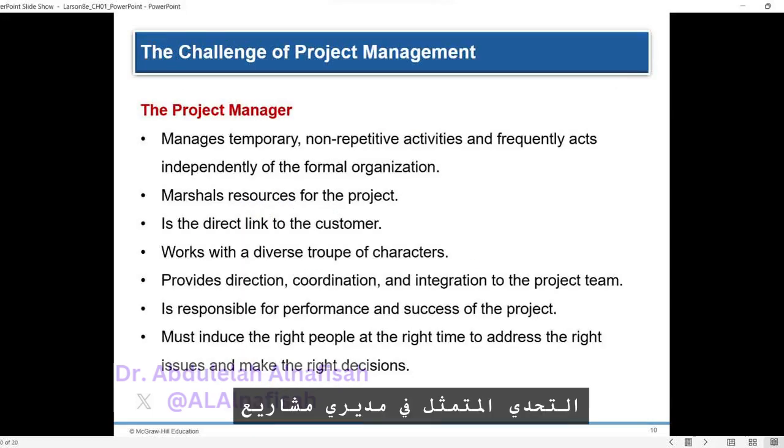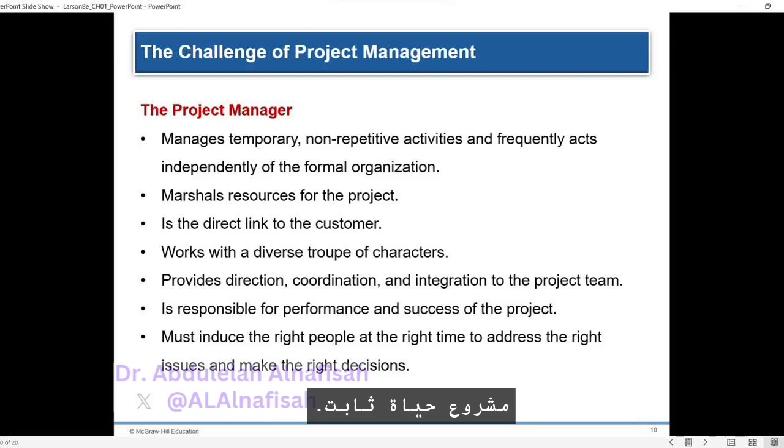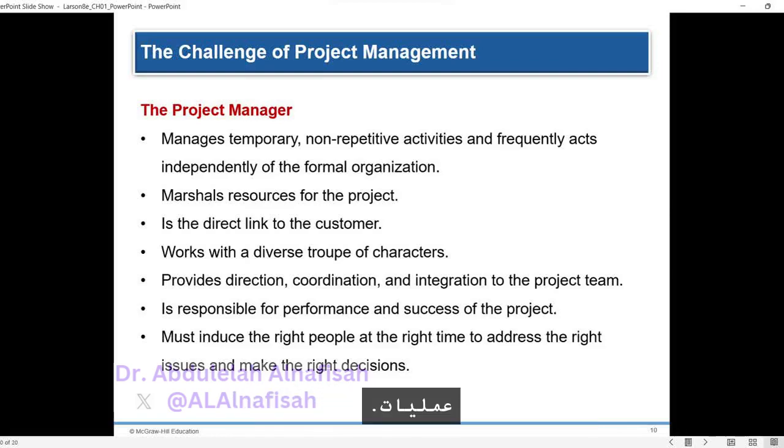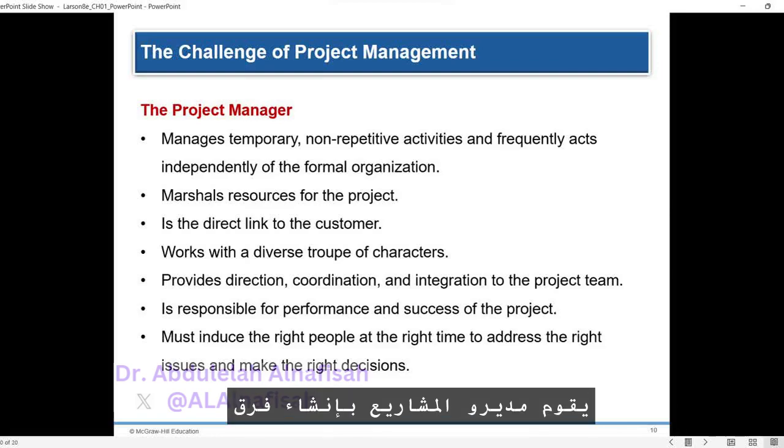The challenge of project management. Project managers perform similar functions to other managers, such as planning, scheduling, motivating, and controlling. However, what sets them apart is their focus on managing temporary, non-repetitive activities to complete a fixed-life project. Unlike functional managers, who oversee ongoing operations, project managers create project teams and organizations from scratch. They make decisions about what needs to be done and how to do it, rather than managing established processes.